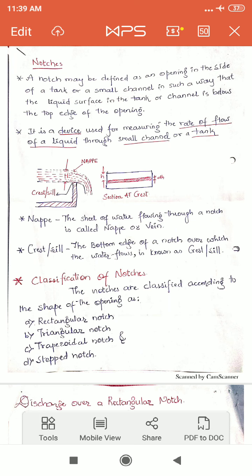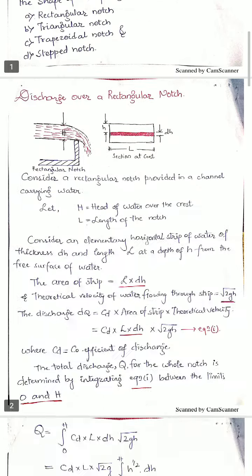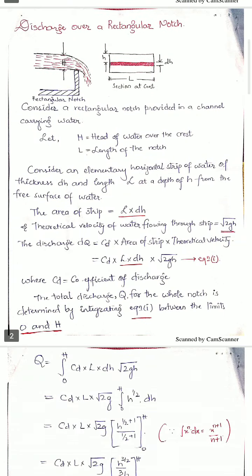Okay, the classification of notches depends on their shapes. If it is rectangular, we call it a rectangular notch. If it is triangular, we call it a triangular notch. If it is trapezoidal in shape, we call it a trapezoidal notch. If it is a stepped type, we call it a stepped notch. Next we will see the discharge over the rectangular notch.